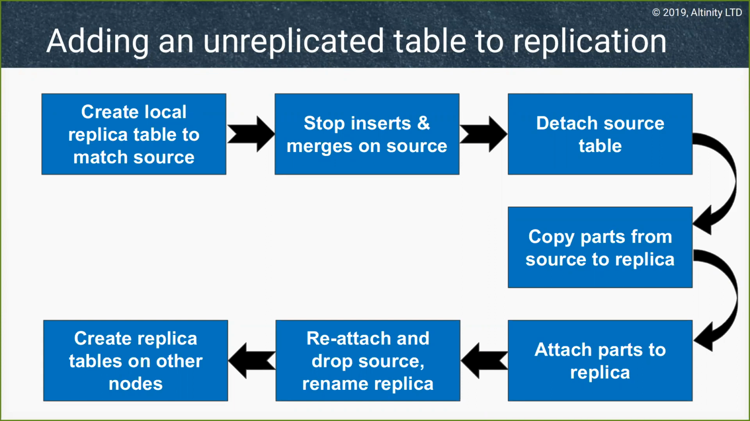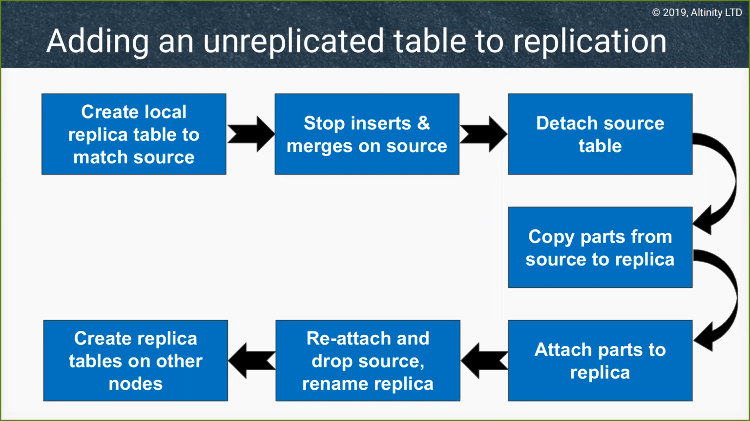So basically what you're going to do is create a local table, which is replicated. So you'll do this on one node. You'll create the replicated table. You're then going to stop any traffic coming to the source, what we call the source table. That's your original. And then you're going to detach it. Then you're going to move all the parts across to the replica table, attach them using an alter table attach, and then you'll reattach the source and drop it, and you'll rename the replica so that it has the same name and basically replaces it.